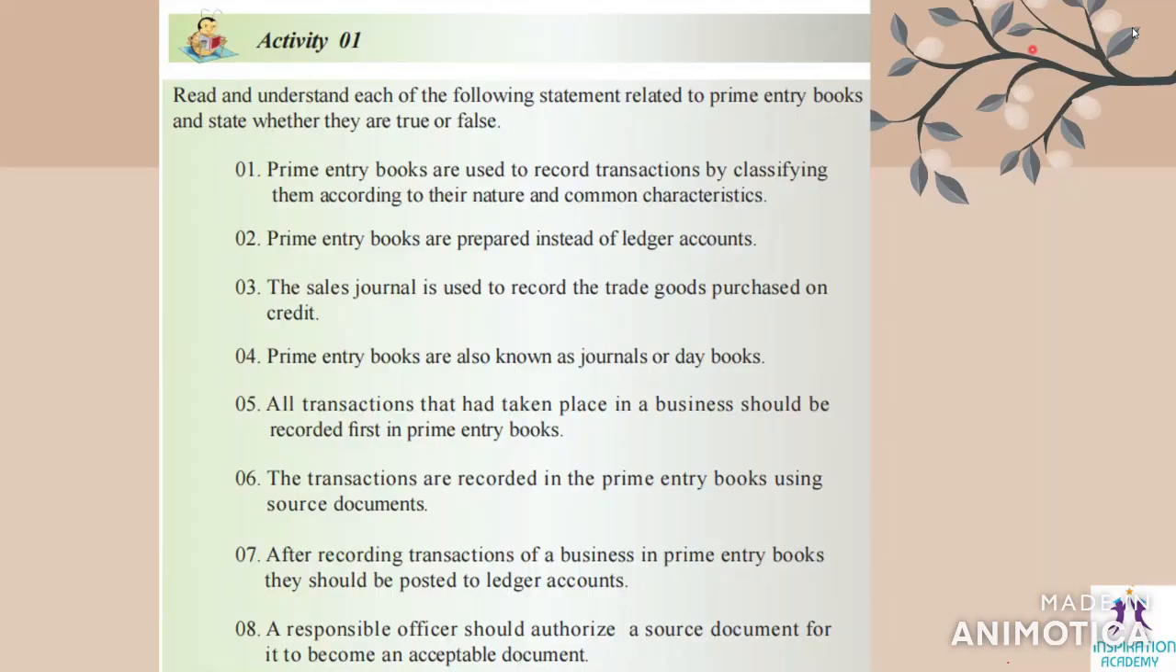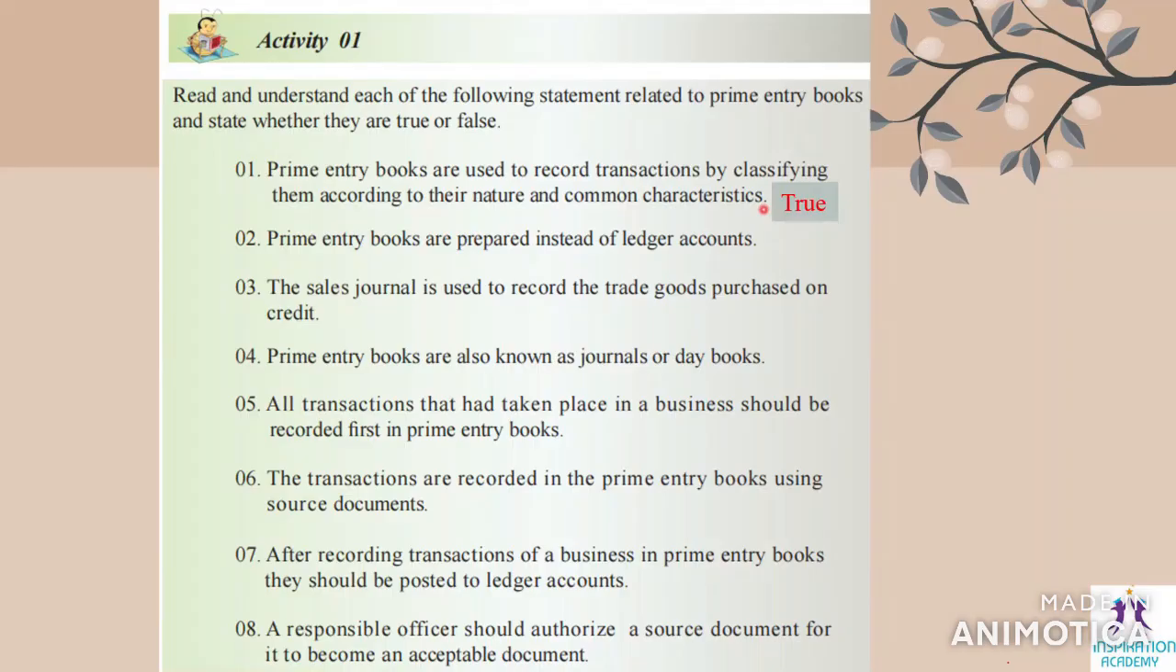First one. It says, read and understand each of the following statements related to prime entry books and state whether they are true or false. You have to state whether the given statements are true or false. Okay, let's see the first one. Prime entry books are used to record transactions by classifying them according to their nature and common characteristics. Yes, that is true.